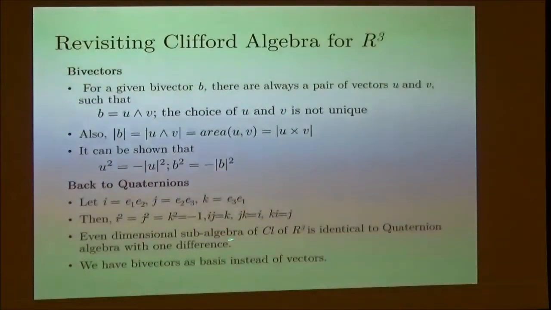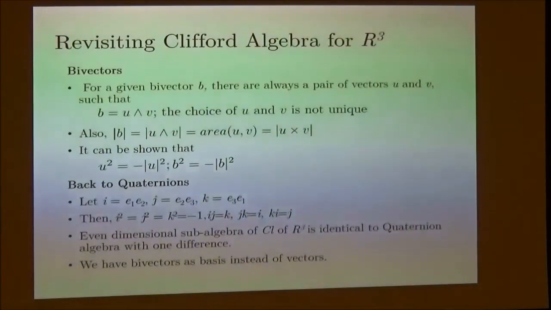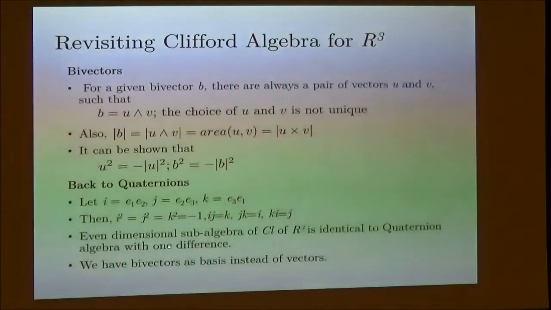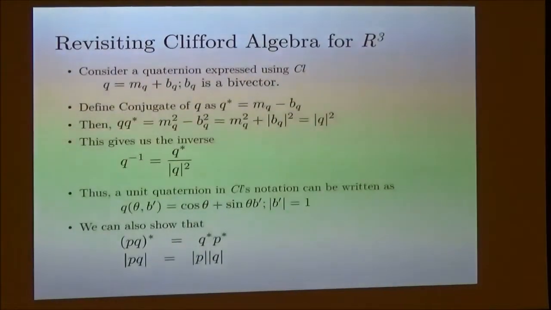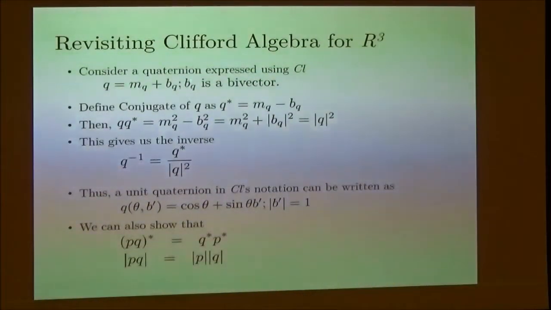We've already seen that if you pick the basis vectors of rank 2, the even grade, you will get the Clifford algebra of R3, which is identical to the quaternion algebra. There's only one difference, that we have bivectors as the basis, so it's not exactly the same as what we saw before. So if you use the Clifford algebra for R3, you can write a quaternion in this fashion, where this is a scalar quantity and VQ is a bivector. So that's what we get.